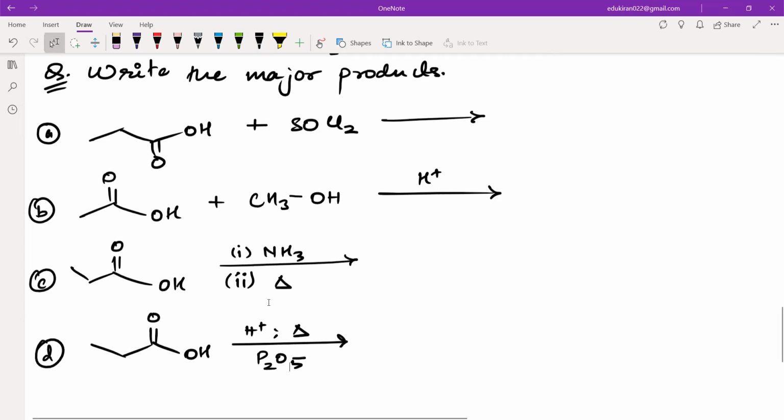Okay, write this down. Let me know if you're done. Then we'll look at a different class of reaction, and in that there will be reactions involving the carboxyl group. That is the COOH group, the whole group.